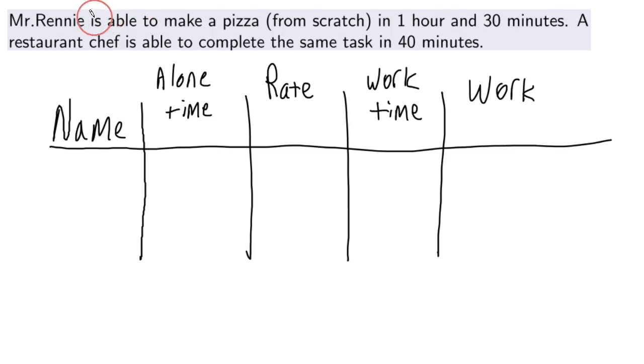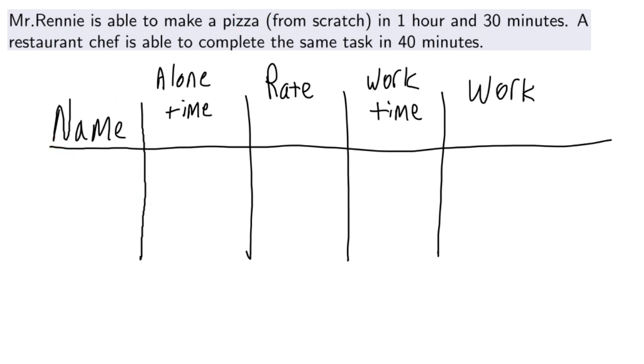Hey guys, so in this problem we're taking a look at Mr. Rennie, who's able to make a pizza from scratch in 1 hour and 30 minutes, and a restaurant chef that's able to do the same thing in 40 minutes. And what we're going to do is figure out how long it would take these two individuals working together to make a single pizza.